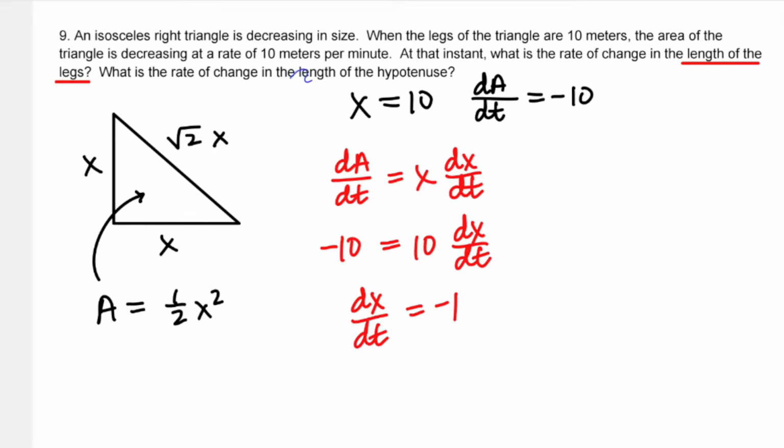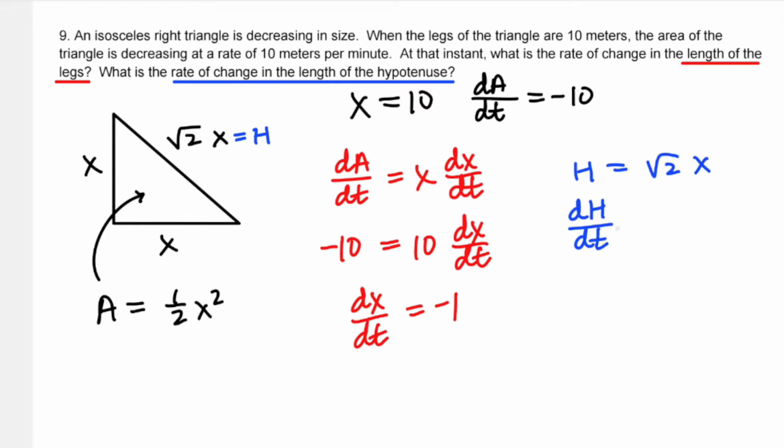And then as far as the rate of change in the length of the hypotenuse, we could call that h. H equals root 2 x. Well, if we took the derivative of that relationship with respect to time, we just get, okay, root 2, the derivative of x is 1, dx dt. And I just determined that dx dt was -1, so dH dt is going to be negative square root 2.